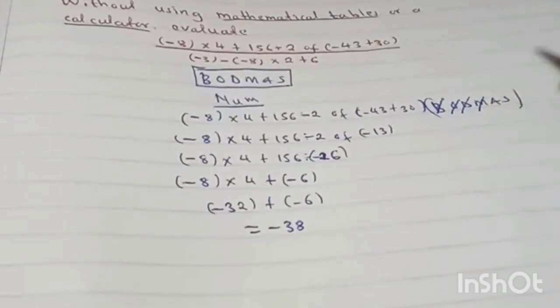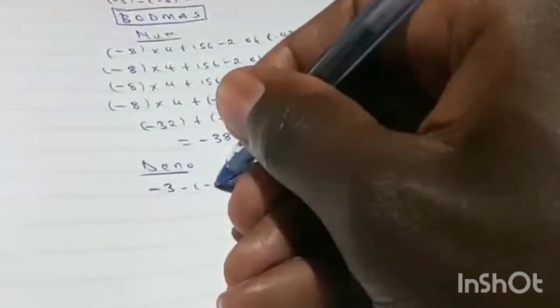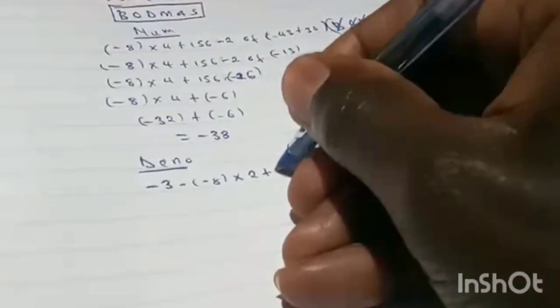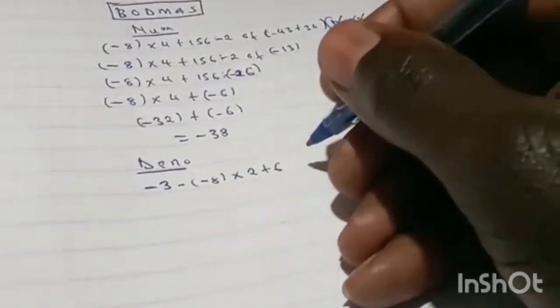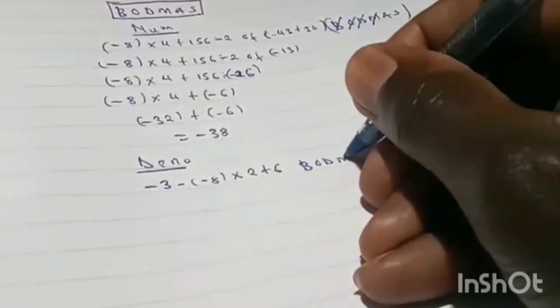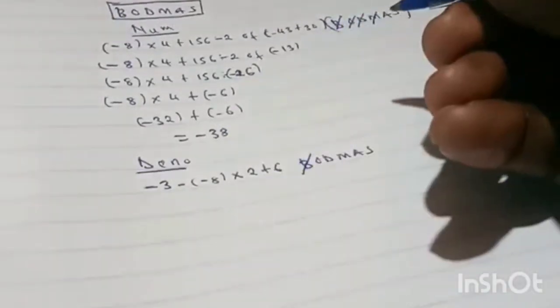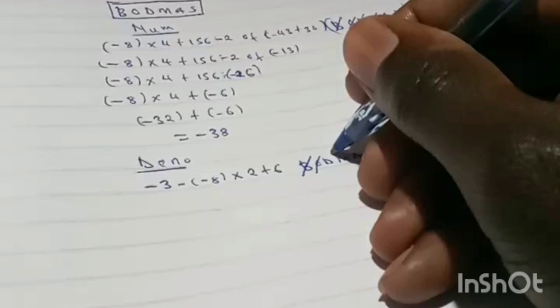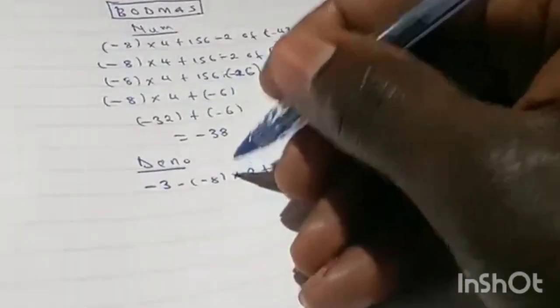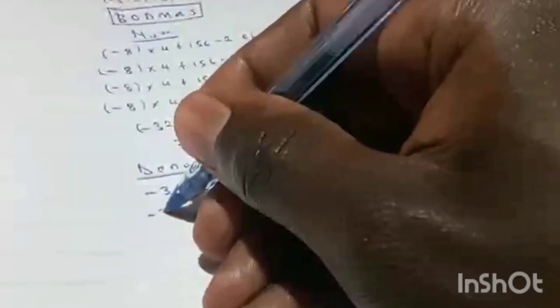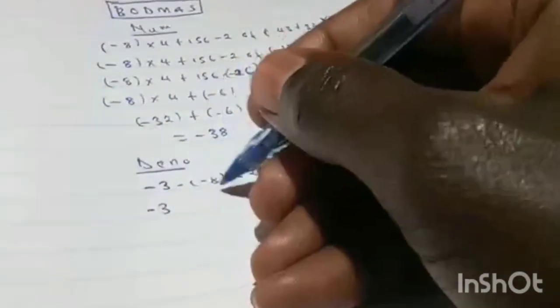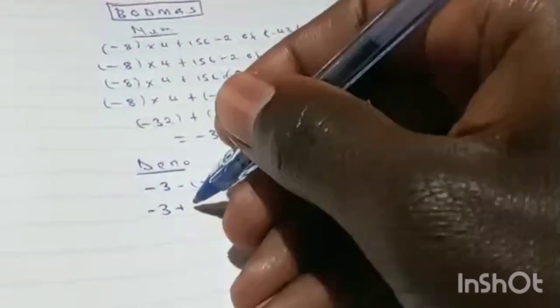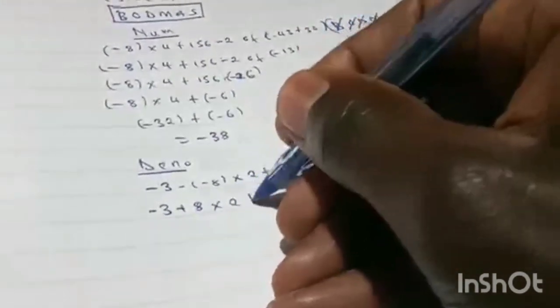That was the operations for the numerator. We can now carry on with the denominator. The denominator part has -3 minus -8 times 2 plus 6. Just as with the numerator, we apply the Bodmas rule. The bracket, we don't have it here. Of, we don't have. Division, no. Multiplication, yes, we have multiplication, and we can do away with this bracket, so it is going to be -3 plus 8 times 2 plus 6.